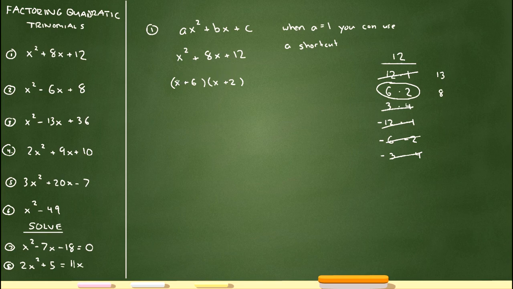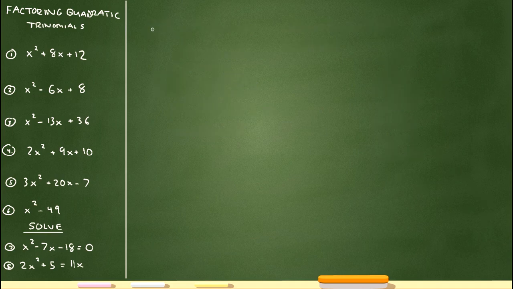So let's check our answer. x times x, we get x squared. 6 times x, we get 6x. And then x times 2, we get 2x. And then 6 times 2, we get 12. So if we combine like terms here, this is x squared plus 6x and 2x is 8x, and then plus 12. And that is indeed what we started with, right? So this is our solution. This is our factored form of x squared plus 8x plus 12, right? We have something times something else. Now, let's try this in number 2.